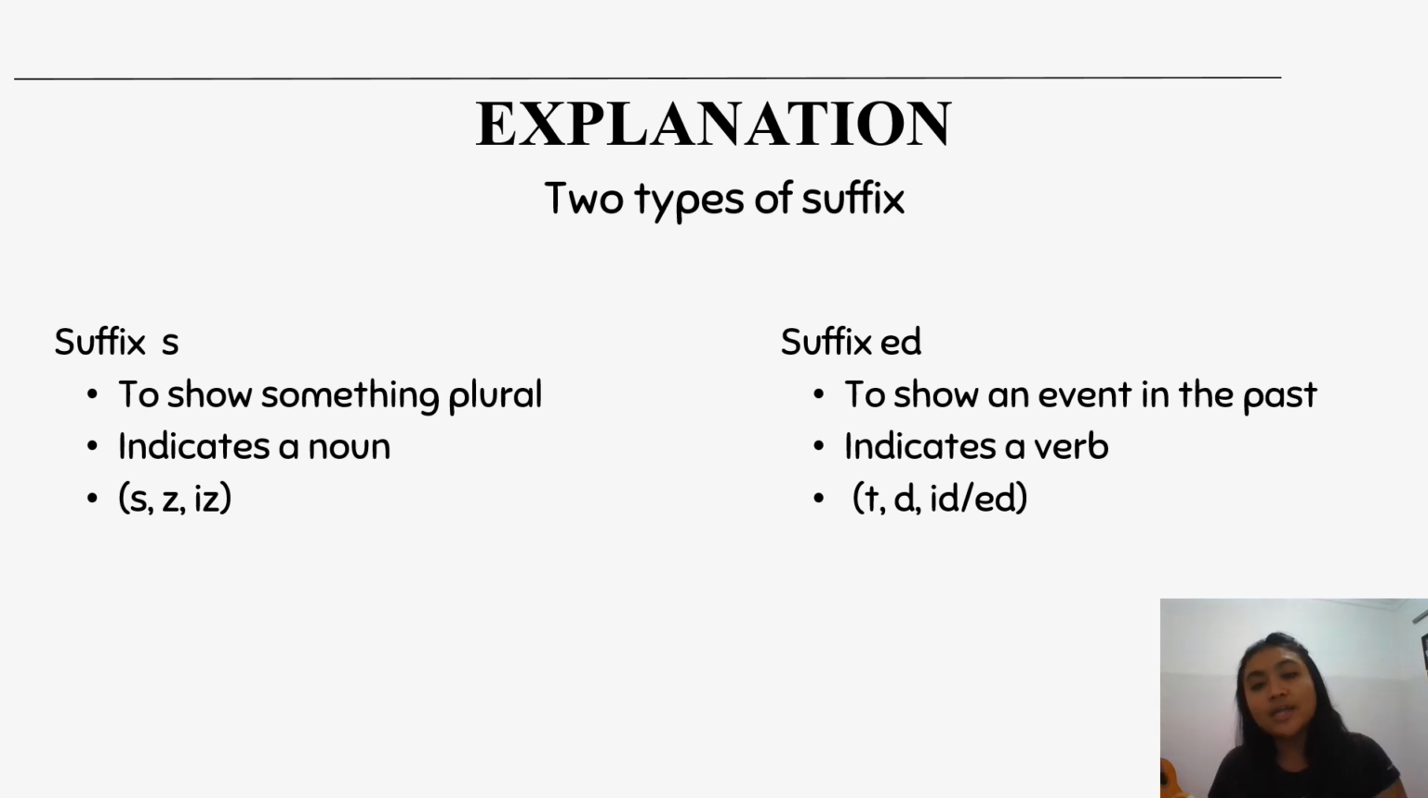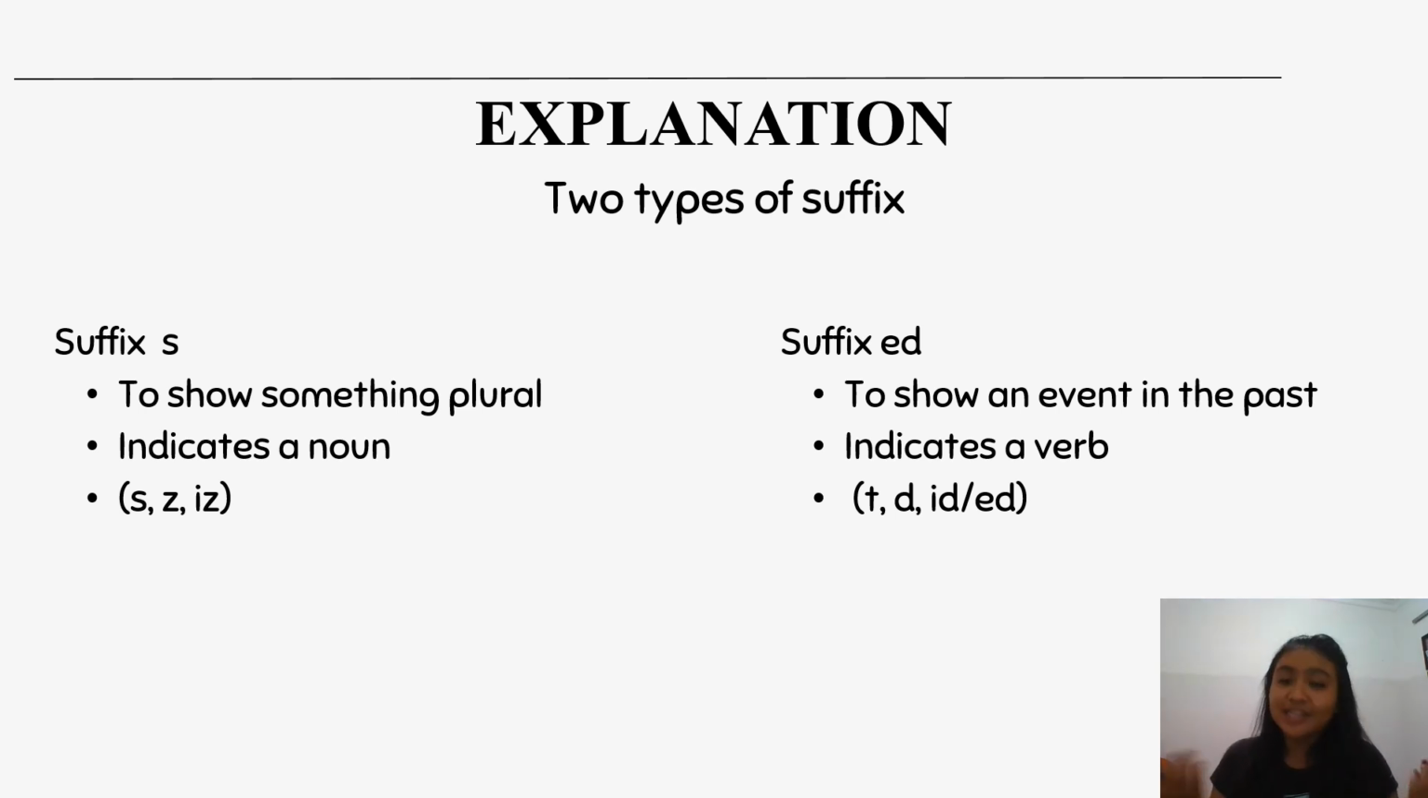And then the second one, suffix ed. Suffix ed is to show an event in the past, so we use suffix ed when it comes to something that already done in the past. And then it also indicates a verb atau ini menunjukkan suatu kata kerja. That's why it's already happened in the past karena sudah kita lakukan. Lalu the third one, it also has an ending with different sounding. Jadi endingnya pun memiliki sounding yang berbeda, yaitu ada the, id, or ed.